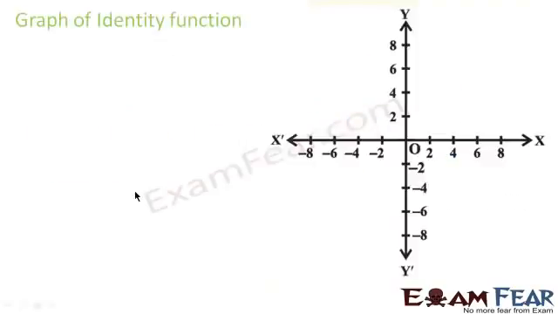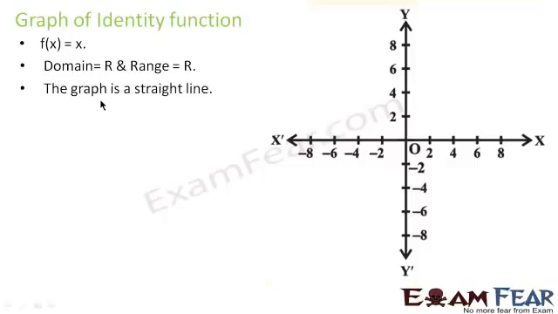Let's draw some graph now. Graph of the identity function. It says f(x) is equal to x. Domain and range both are real numbers. Let's draw this. When you say f(x) is equal to x, you are saying y is equal to x.